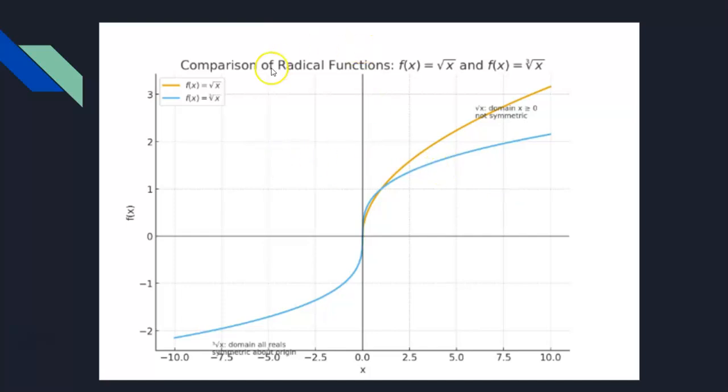Next one right here, I just wanted to give a graph that represented the comparison of these radical functions: f of x equals radical x, and f of x equals cube root of x. Obviously they are very similar, yet also different at the exact same time. Radical x is going to be the red one, and cube root of x is going to be the blue one right here.